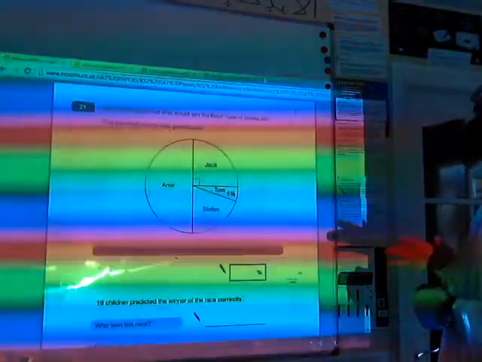Okay, 40 children predicted who would win the boys' race at sports day. The pie chart shows their predictions. What kind of pie chart is this straight away? It is a percentage pie chart. So the 40 children are in the pie chart. The pie chart is worth 100%. It says, what percentage of the children predicted that Stefan would win?